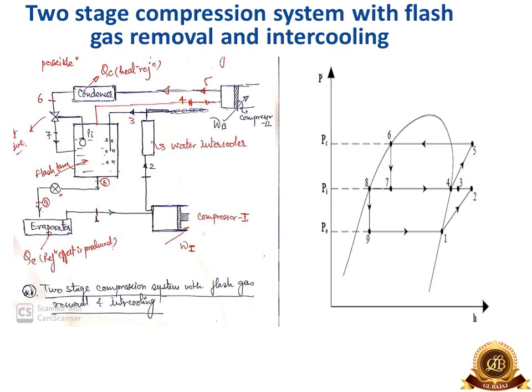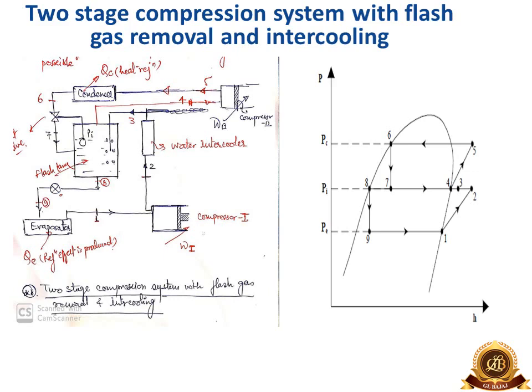The vapor at state 1 is fed to compressor 1, where it gets compressed to state 2. State 2 is of very high temperature, which is obviously a superheated vapor state. From 2 to 3, the water intercooler is there, where the heat exchange takes place. It is a counterflow heat exchanger. 3 to 4 shows the extra amount of heat exchange which takes place in a flash tank because of the heat exchange between the superheated vapor as well as the liquid refrigerant.